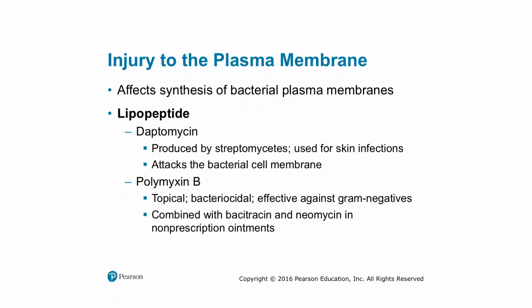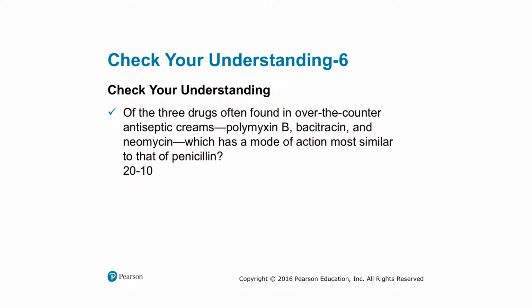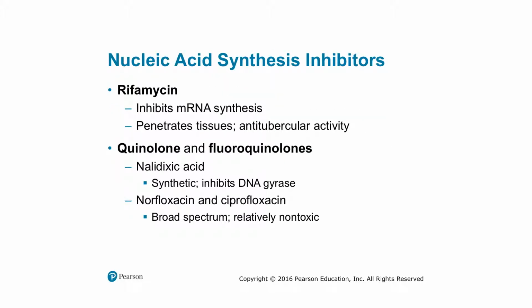Lipopeptides, like daptomycin and polymyxin B, these affect the synthesis of bacterial plasma membranes. And so if you don't have a plasma membrane, you can't have an intact cell. So here's your check your understanding question. And then now we're moving on to nucleic acid inhibitors.